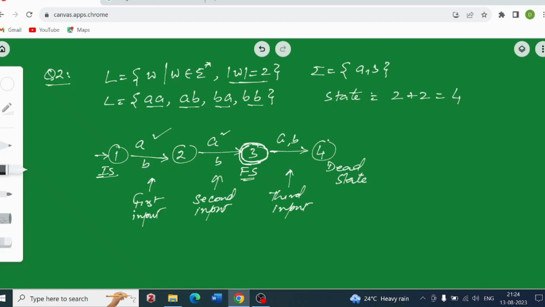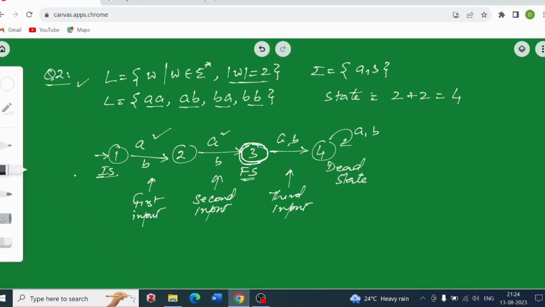In the dead state, the rest of the possibilities or further input should be trapped. Therefore, there will be a self loop for the dead state. This is the state transition diagram of a DFA whose language is given in this question number 2.